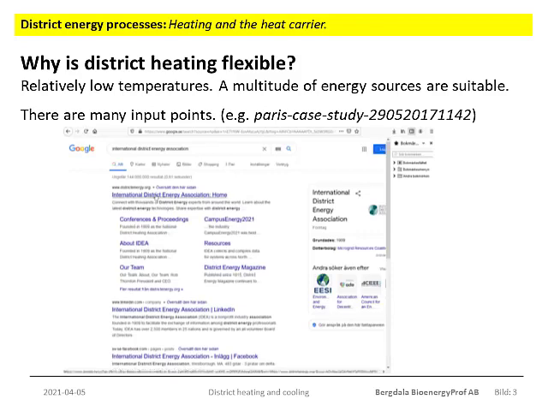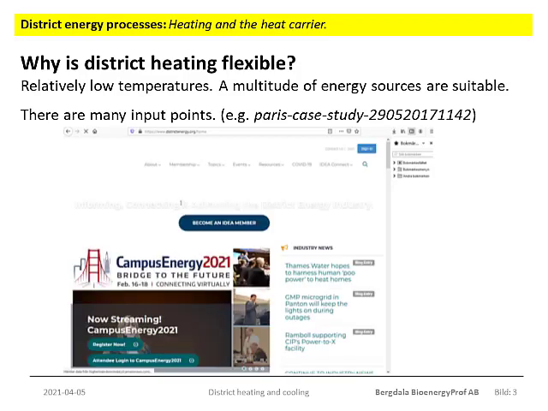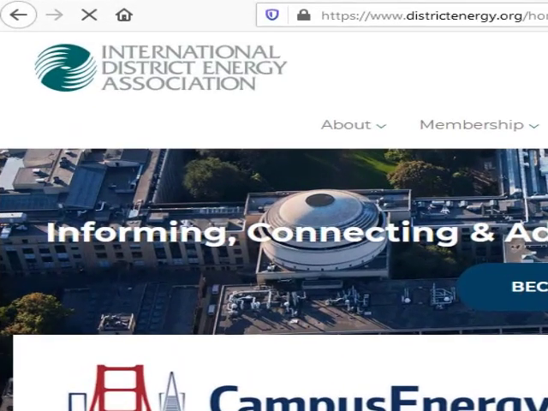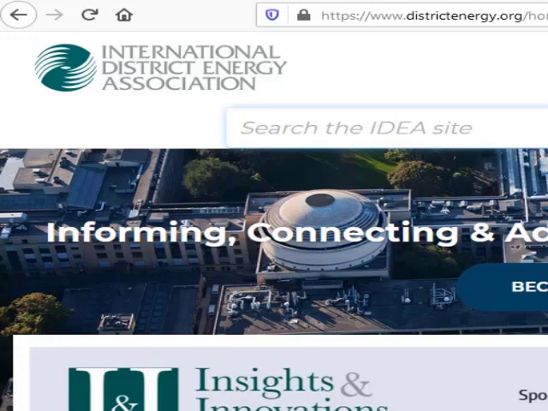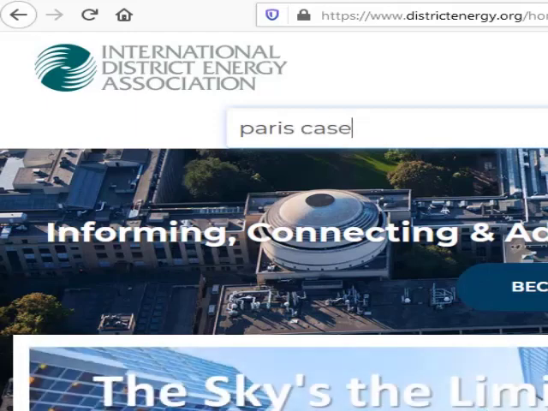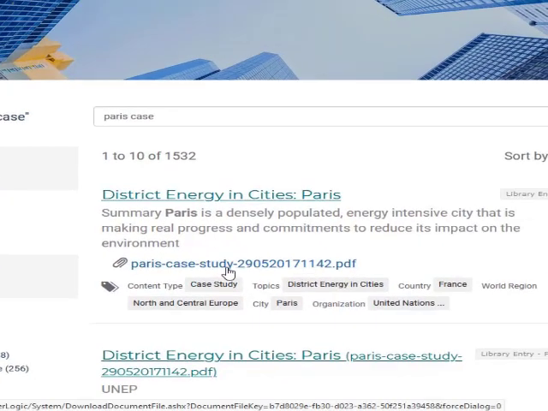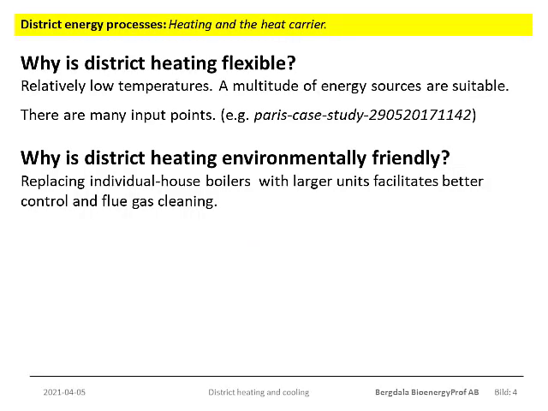Go to the home page of the International District Energy Association and then search for the case study from Paris. I selected that one only because it's easy to find, but feel free to browse around for any other studies. In case you downloaded the Paris case study, then look at page 5 and read about the energy mix and look at the map to see how the production units are spread relative to the network.